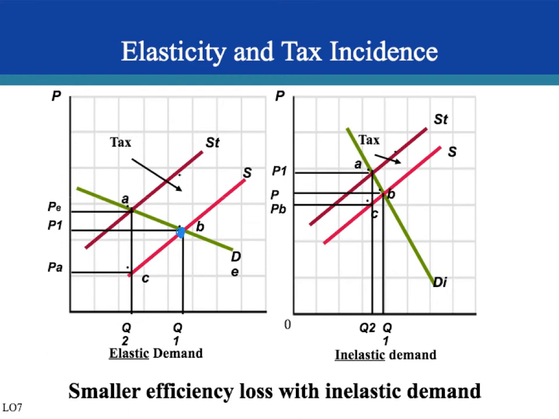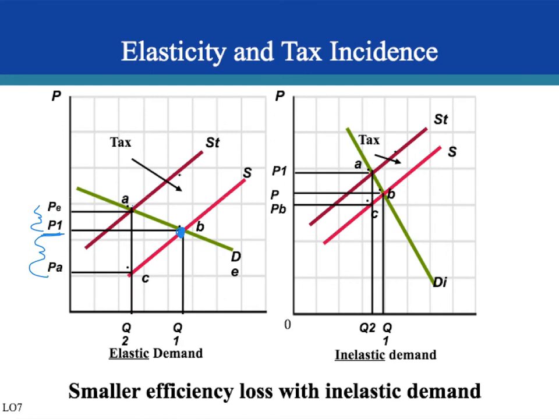Okay. So before, the equilibrium price was price 1. Now with the tax, what consumers pay is price E. So you can see the change here is not too much, but what producers receive is price A, which is a much bigger change.